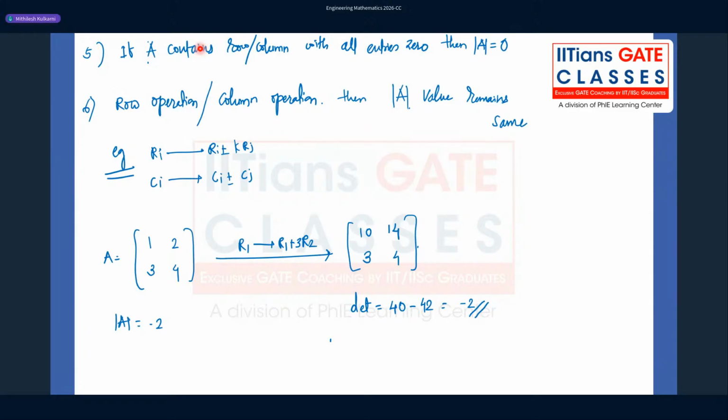a row or column with all entries 0, if all the entries of the row or column are 0, then the value of the determinant is 0.